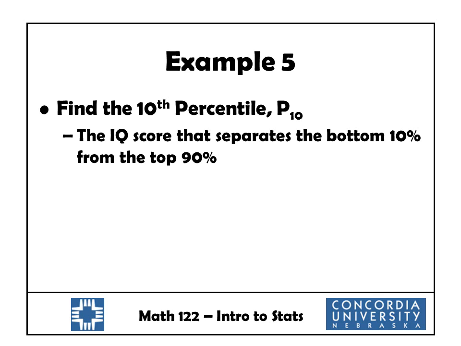Now, let's find a percentile dealing with this non-standard normal distribution. Let's find the 10th percentile, p sub 10. This 10th percentile is going to be an IQ score that's greater than 10% of other IQ scores, or less than 90% of others. Stated another way, it's an IQ score that separates the bottom 10% from the top 90%.